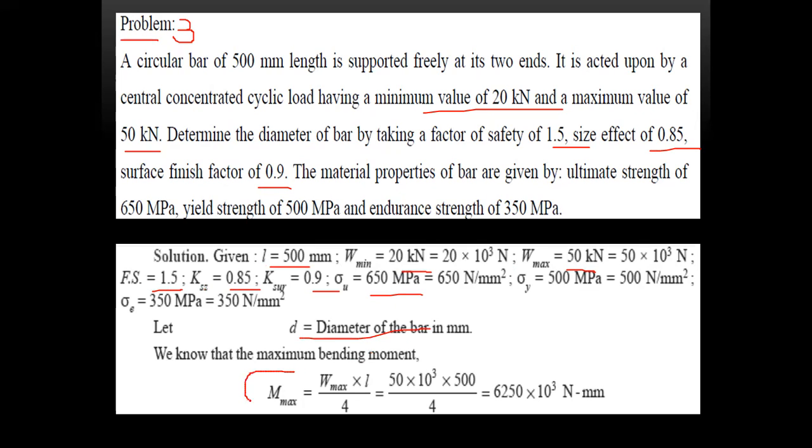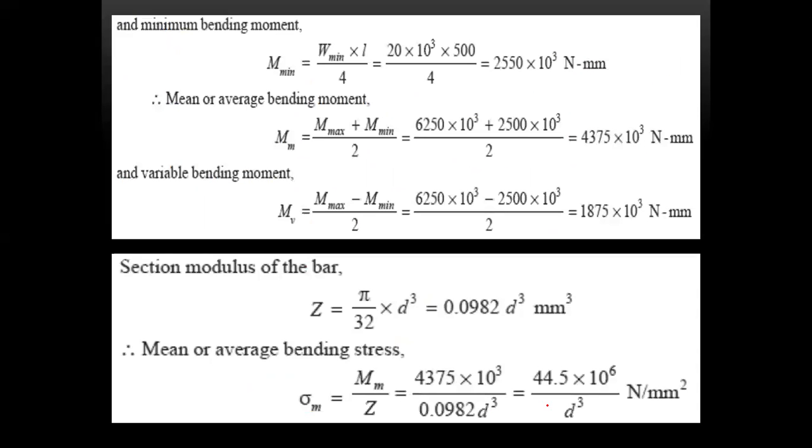The maximum bending moment M max is equal to W max into L by 4. So this is a value. Next, the minimum bending moment M min is equal to W min into L by 4. Applying the values, we get the value. Then the average bending moment is equal to M max plus M minimum by 2. Next, the variable bending moment Mb is equal to M max minus M minimum by 2.